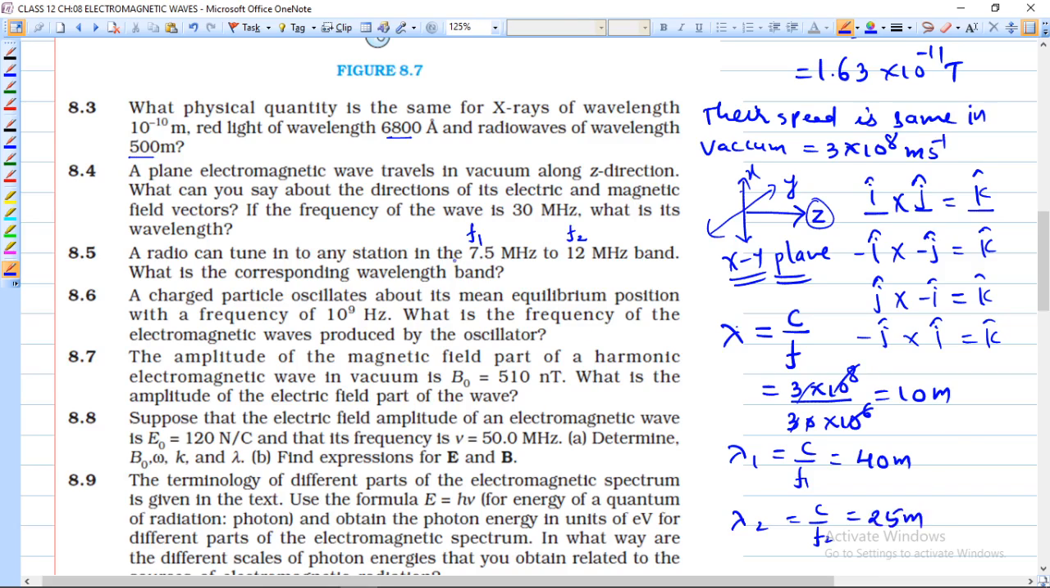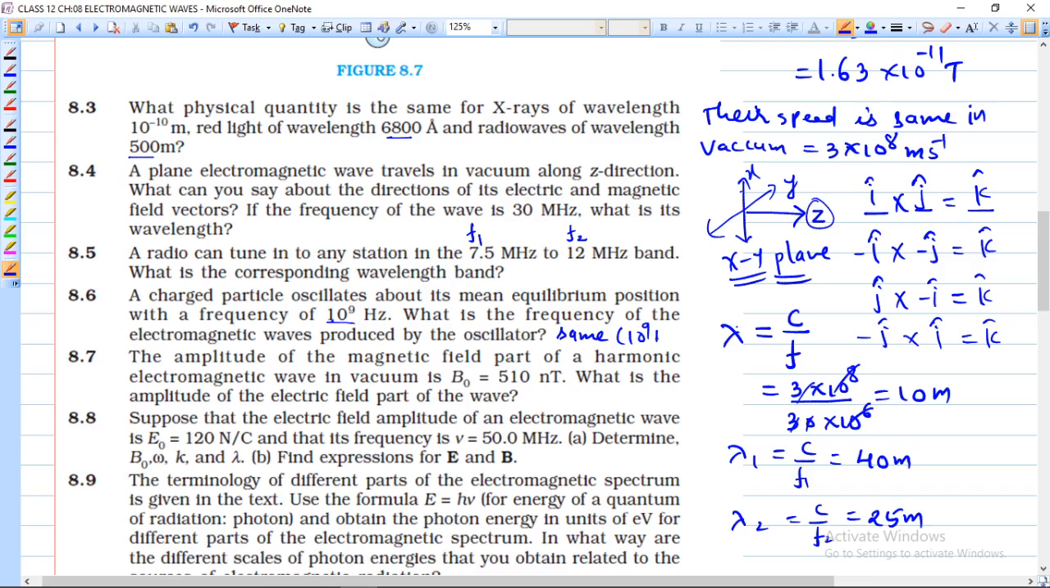Now this is 8.5 done. 8.6, a charged particle oscillates about its mean equilibrium position with a frequency of 10 raised to 9 Hz. What is the frequency of the electromagnetic wave produced by the oscillator? Same. Same means what?